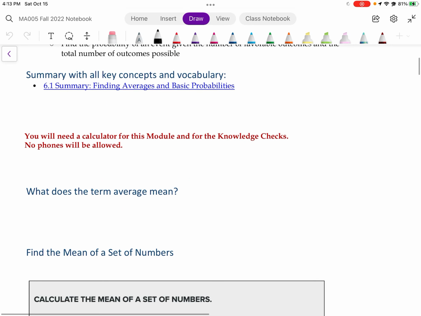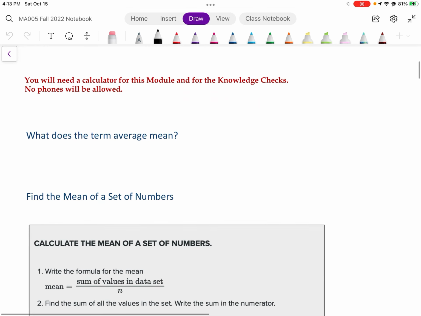You're definitely going to need a calculator for this module, and for the knowledge checks, no phones are going to be allowed, so make sure you have your calculator with you every day.